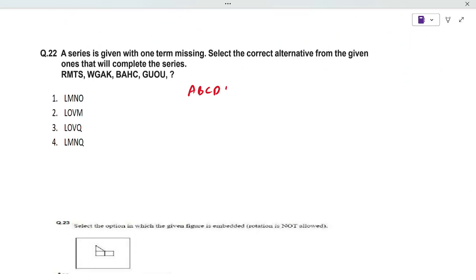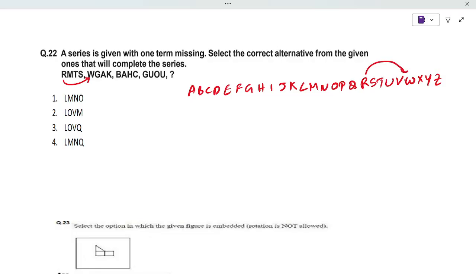A B C D E F G H I J K L M N O P Q R S T U V X Y and Z. So we have R and we're getting W. R is here, W means 1, 2, 3, 4, 5, plus 5. W is plus 5. The next is B. W 1, 2, 3, 4 and 5. Yes, that means this is also plus 5. B 1, 2, 3, 4, 5. So the next plus 5 will be 1, 2, 3, 4 and 5.